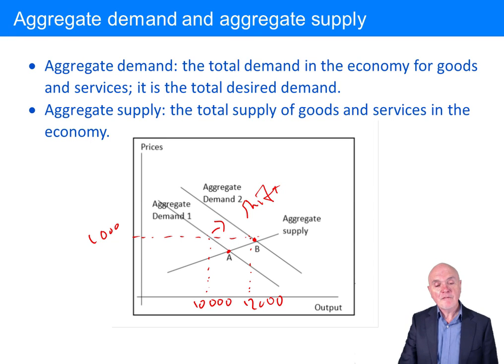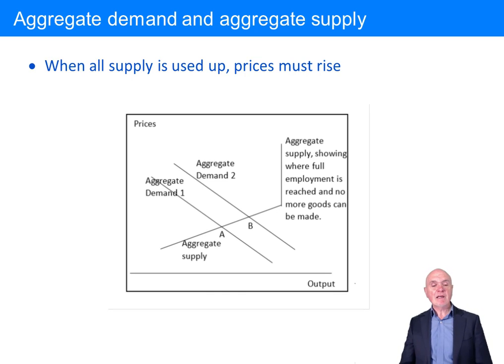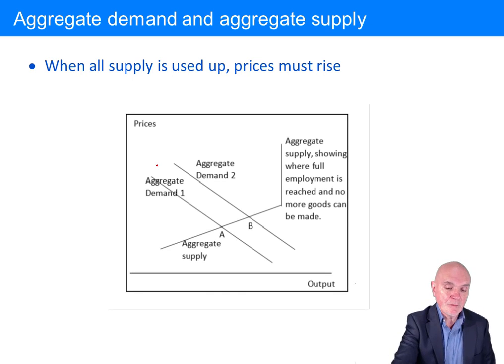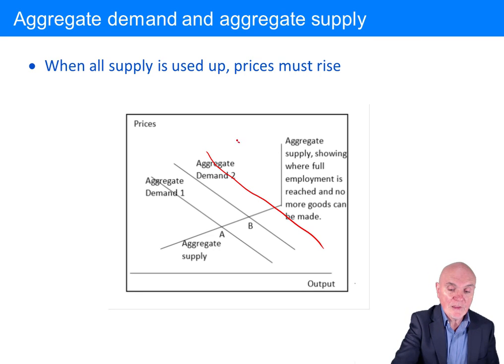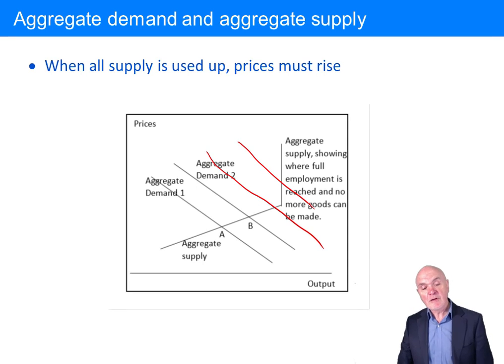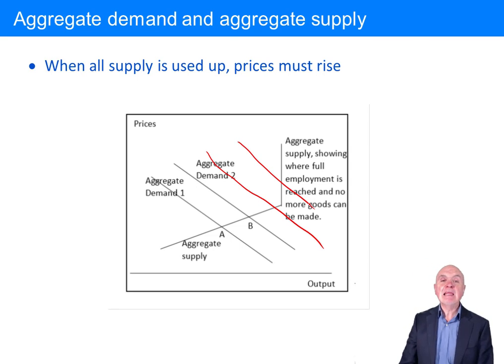Now, at some point, if the aggregate demand keeps increasing, so here we have aggregate demand 1, aggregate demand 2, we could lower the interest rate again, we'll get aggregate demand 3. But at some point here, it's not going to be possible to increase aggregate supply anymore. Demand has gone up and up and up and up, but we're now employing everybody. We cannot produce any more goods.